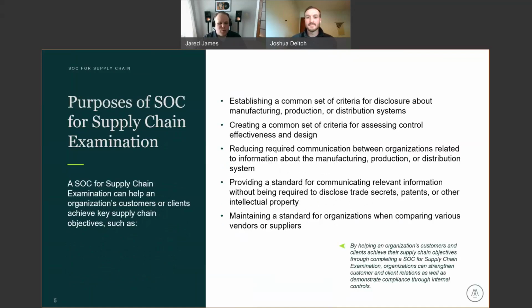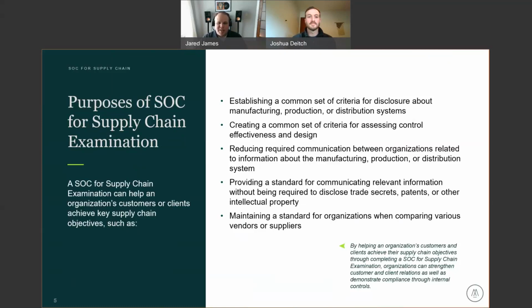Great. So one of the reasons why the AICPA has come out with the SOC for supply chain, in addition to the other suite of SOC reports, is to really help an organization's customers or clients achieve key supply chain objectives. What we see these reports doing is establishing a common set of criteria for disclosure about a company's manufacturing, production, or distribution system. And it creates this common set of criteria for assessing the effectiveness of controls and design of those controls.